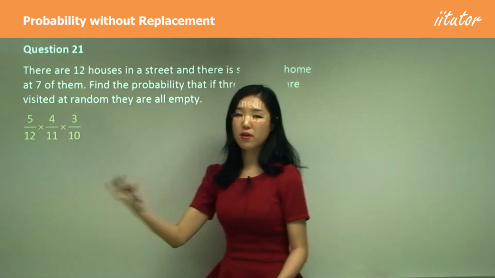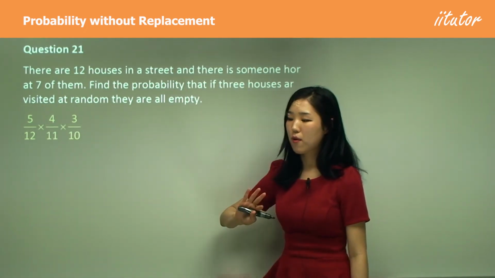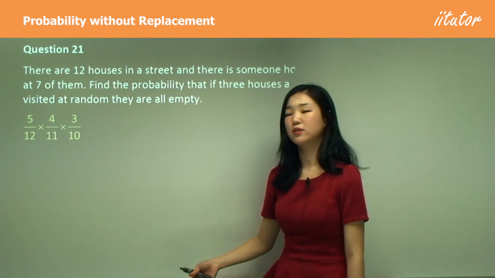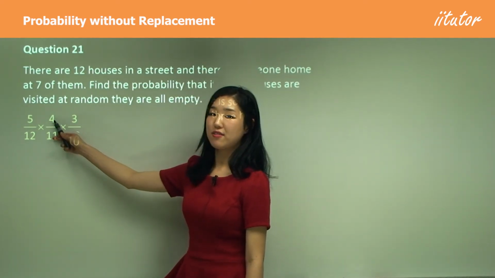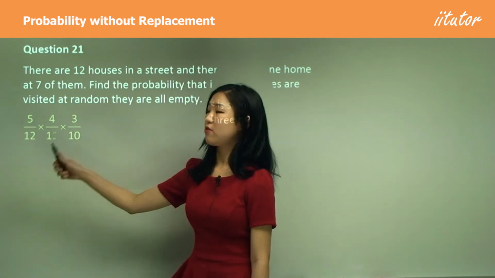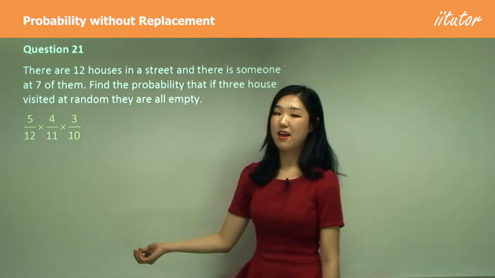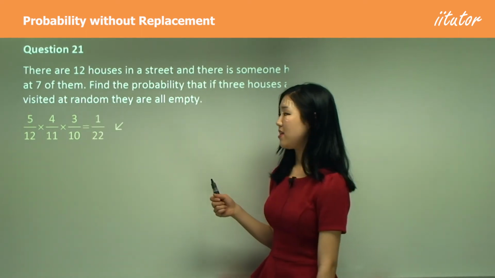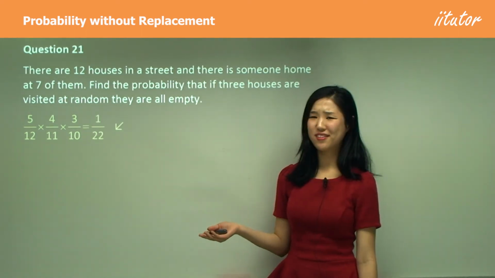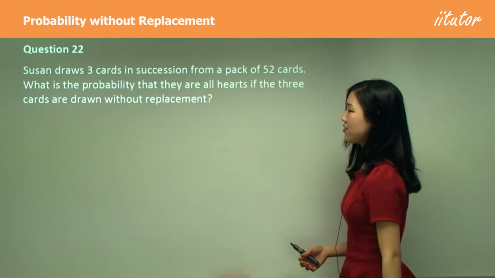So after I've picked 1 empty house, I want to know whether the next house is going to be empty or not. So there's going to be 11 houses left to choose from, and there's 4 empty houses left. And then I've picked already 2, so there's 3 empty houses left out of 10. So I'm subtracting from the numerator and denominator for the next 2 as well. And then you calculate that to get 1 over 22. So that's the answer.